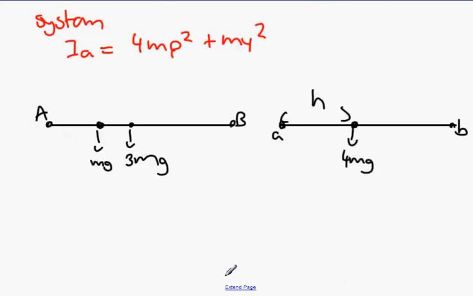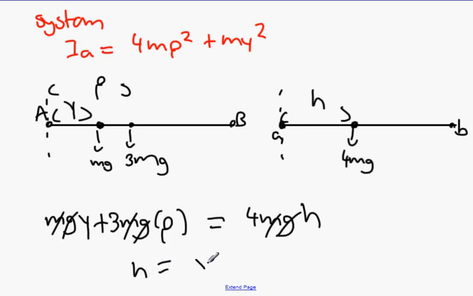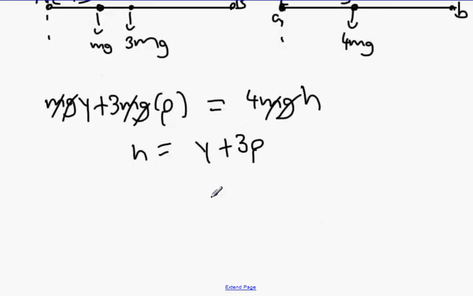Now, sum of the moments equals the moment of the sum. Sum of the moments is 3mg weight by distance away from axis. Okay? And then the next one is going to be mg times y, and 3mg times p, because we know the full length is 2p. And this should equal 4mg times h. Cancel the m's, cancel the g's, and what we'll get is h equals (y plus 3p) all over 4. Okay?